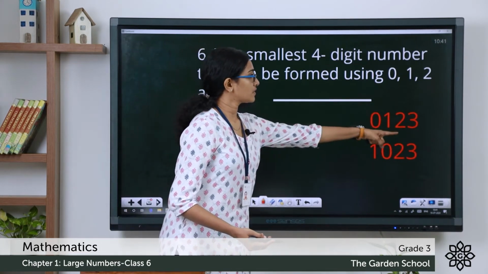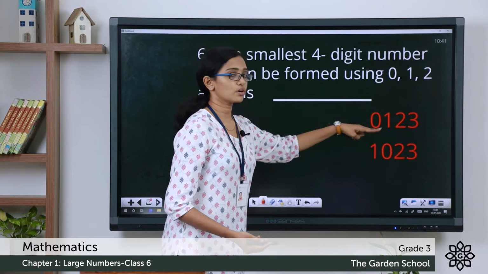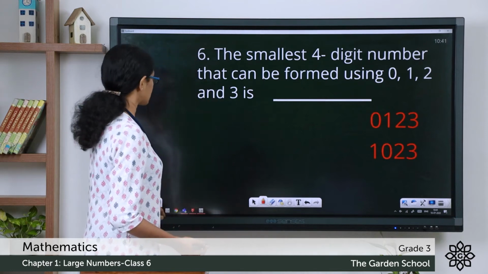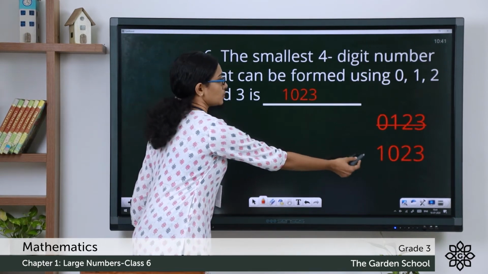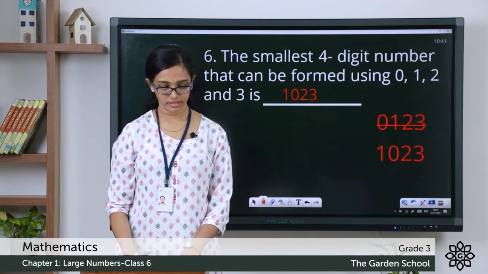So if you are writing like this, the answer is not correct. This is a 3-digit number, not a 4-digit number. So the correct answer is 1023. This is a 4-digit number. Now the next one.